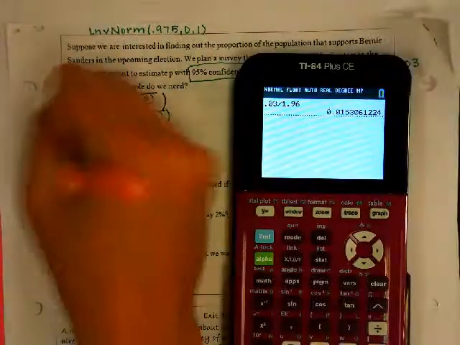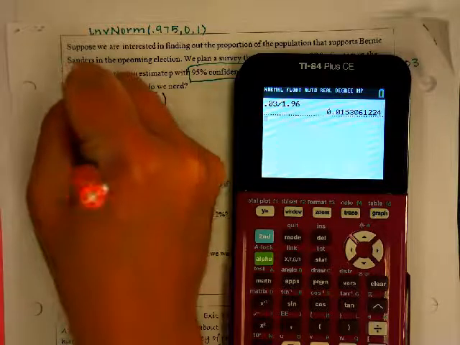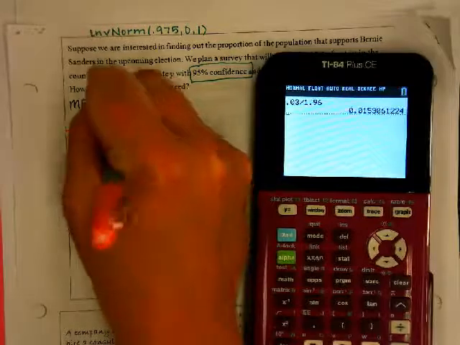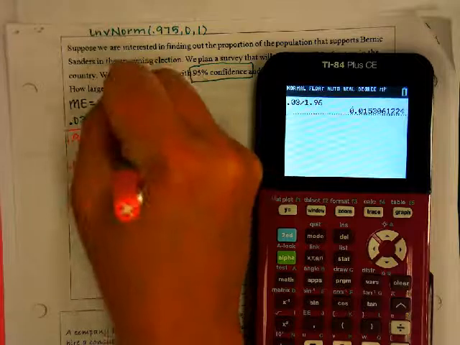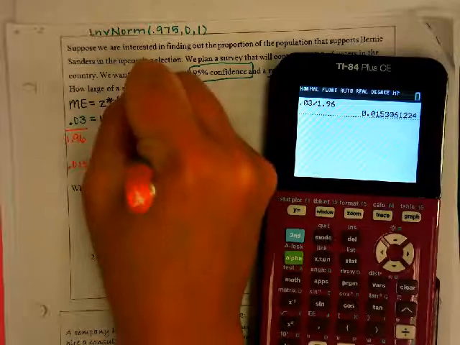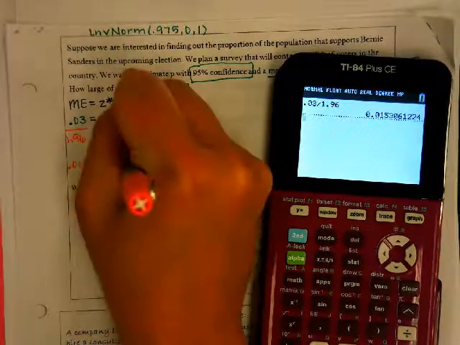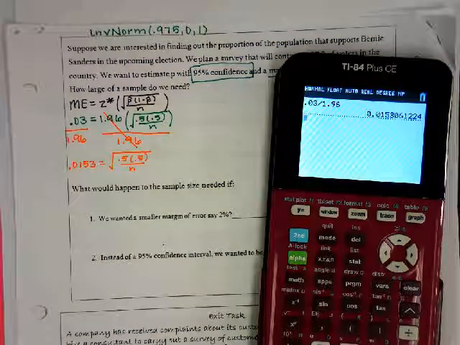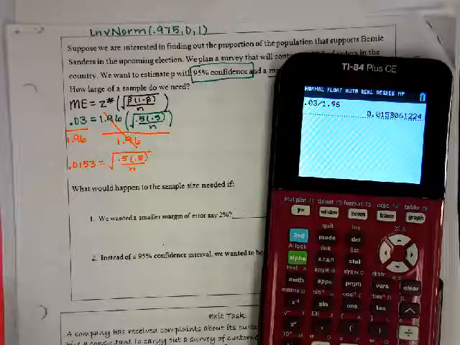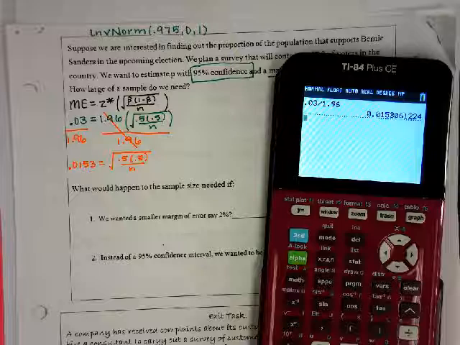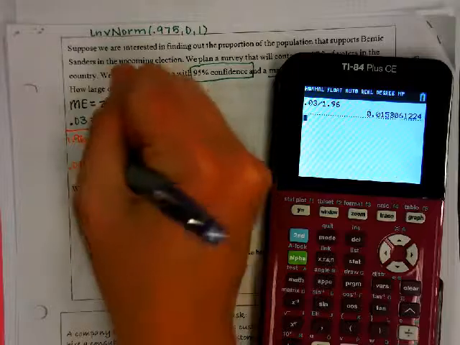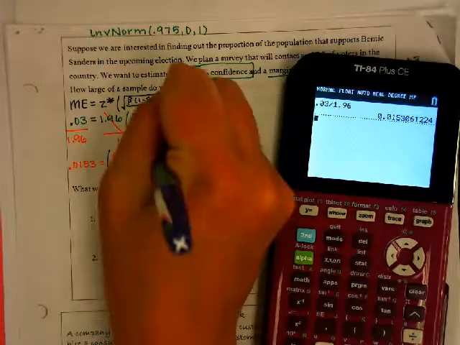Next step. Square both sides. If we square both sides, the square root and the square cancel out. Now, even though I rounded here in my calculator, I'm just going to hit square so that I don't have rounding errors.